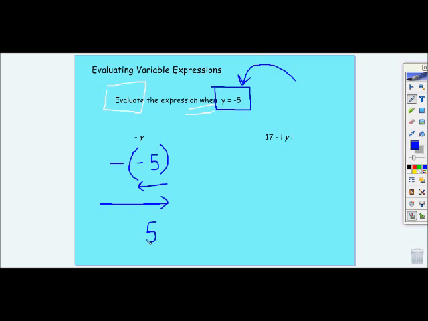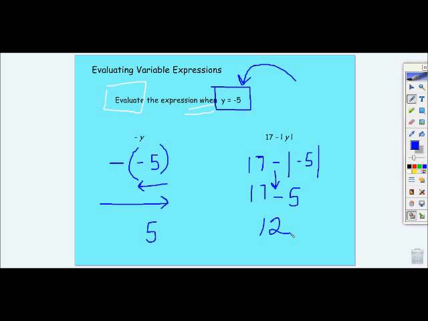Okay, 17 minus, and there's those absolute value signs. So 17 minus, and in the absolute value is going to be negative 5. Remember, absolute value is how many jumps. You can't take negative jumps. You can only take positive jumps. So how many jumps is negative 5 from 0? It's 5 jumps. They don't care if it's left or right. So I got rid of the absolute values. They're similar to parentheses at this point. And I came up with positive 5. My operational sign is minus. So I have 17 minus 5. And 17 minus 5 is going to give me 12.